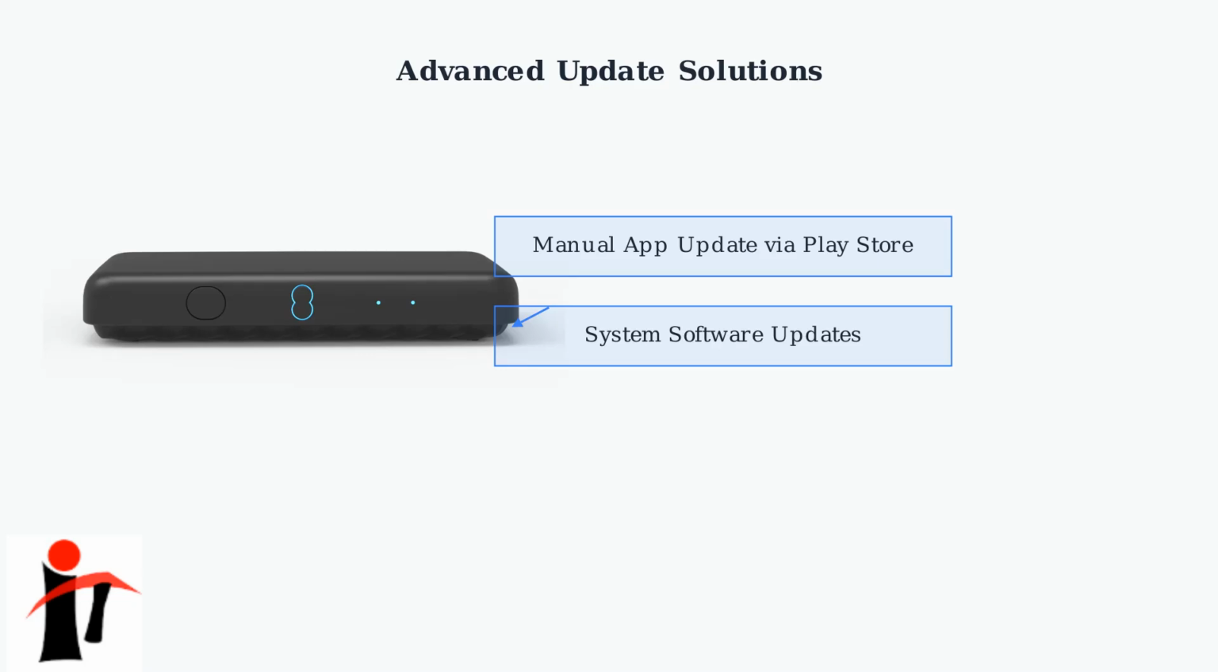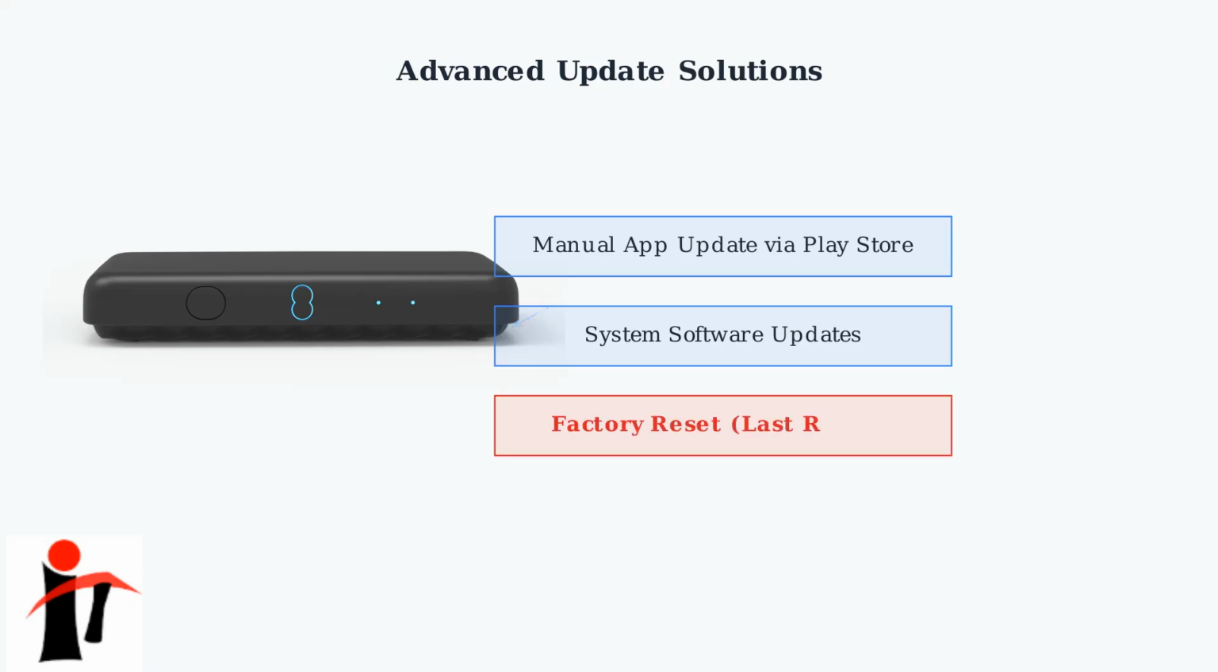Outdated system firmware can cause compatibility issues with newer Netflix app versions. As a last resort, perform a factory reset of your EE box. Remember to back up your settings first, as this will erase all customizations and require complete reconfiguration.